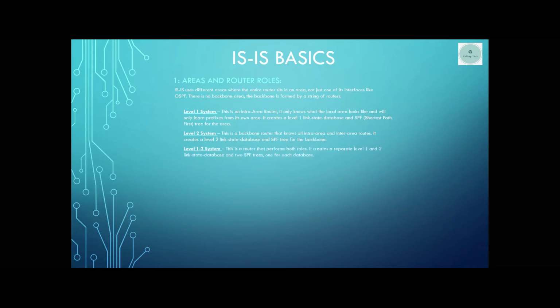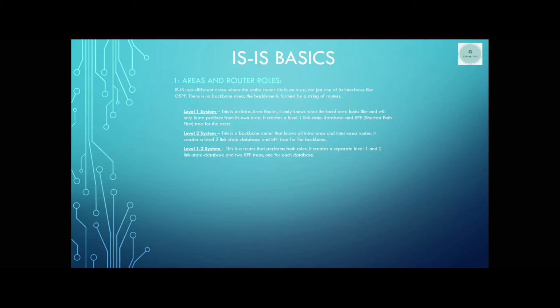A level 1-2 system would be the equivalent of an area border router in OSPF. So this is a router that performs both roles. It creates a separate level 1 and level 2 link state database and two SPF trees, one for each database. So this would sit between your level 1 systems and your level 2 systems so that they can communicate and share routing information. Without this, they can't.